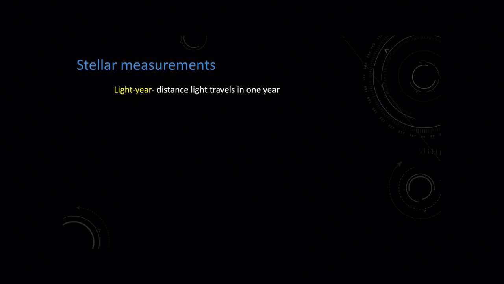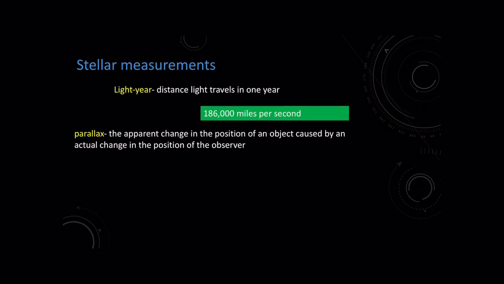All right, so stellar measurements. You have to be able to give a way to express the enormous distances between stars and planets and all this other stuff, and you can't really use measurements that we do here on Earth. So a light year is the distance that light travels in one year. It's about 186,000 miles per second.